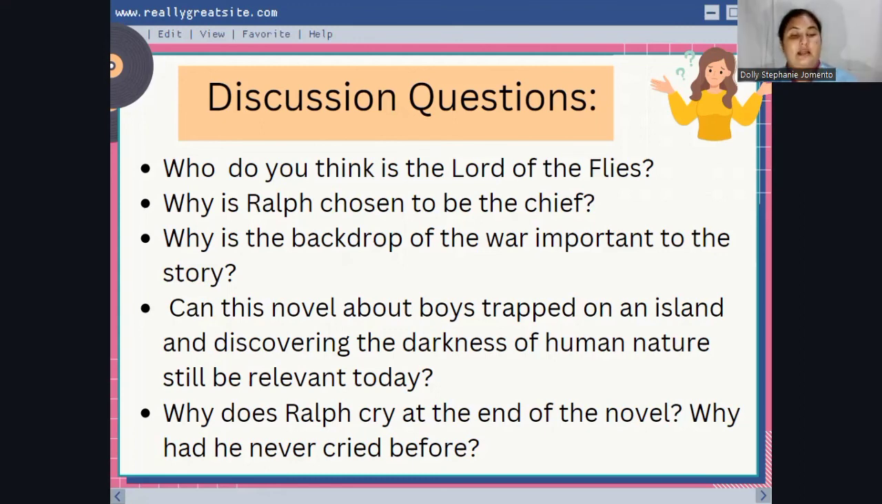So the last number is the last bullet. Why does Ralph cry at the end of the novel? Why had he never cried before? So based on the novel, it only said that Ralph started weeping followed by the little kids. So the rest of the older kids didn't weep at all. And I think it's because unlike Ralph and the younger boys, they have lost all innocence and they do not care about the tragedies that they have endured.